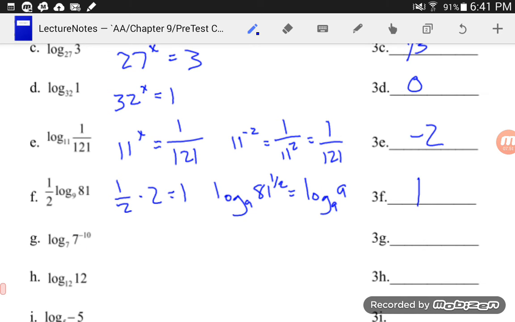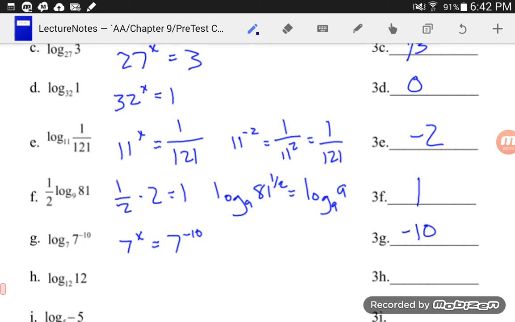This one, again, might look tricky. You might want to plug in that 7 to the negative 10 power, but don't waste your time. All I'm trying to figure out is 7 to what power equals 7 to the negative 10th power? Oh, well, that should be negative 10. The other option, because of the power property, I could take that negative 10, put it down in front, and then that log base 7 of 7 just becomes 1, so it's negative 10 times 1, which is negative 10.